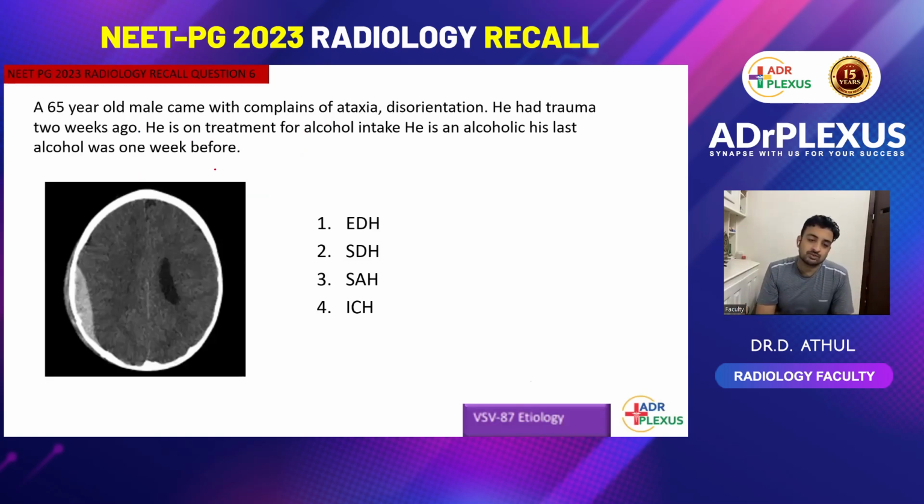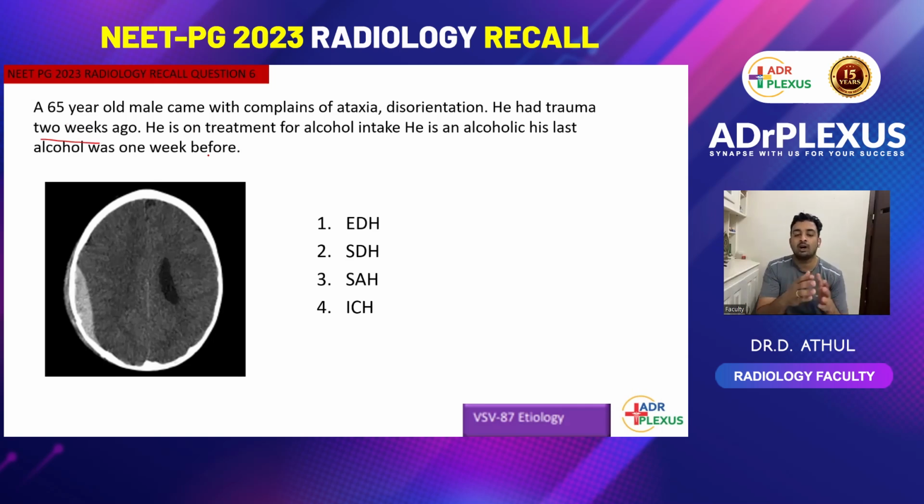So I heard from the students that this was a question with some sort of confusion. This was a 65-year-old male alcoholic patient who came with ataxia and disorientation, and the patient had a history of trauma 2 weeks back. He was on treatment for alcohol withdrawal, and his last alcoholic binge was 1 week back. An image like this was given, and some people were telling that this was an image of EDH. Some were telling this was an image of SDH.